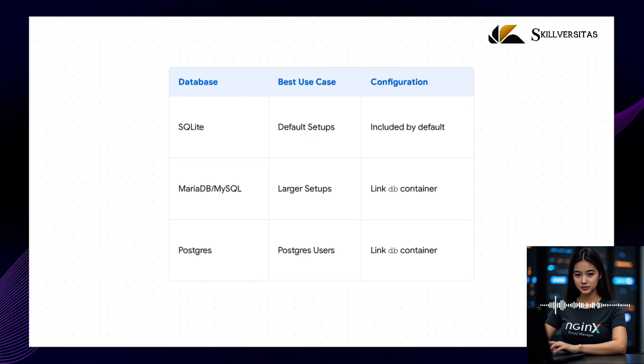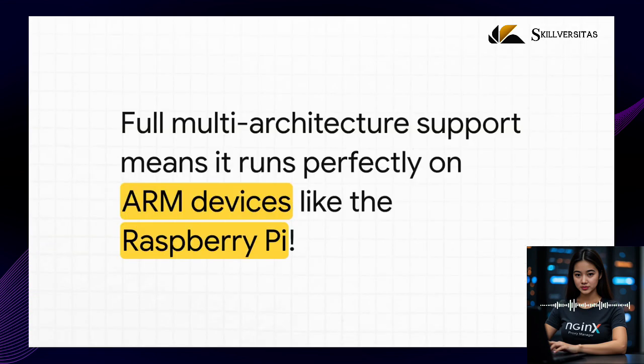This is absolutely ideal for larger deployments or for anyone who needs the performance and features of a more powerful database backend. Oh, and here's a huge plus, especially for the hobbyist community. The official Docker image has multi-architecture support. Now, what that means is it runs perfectly on ARM devices like the Raspberry Pi, without any special configuration at all. You can literally turn that tiny, low-power computer into a powerful and secure gateway for your entire network.